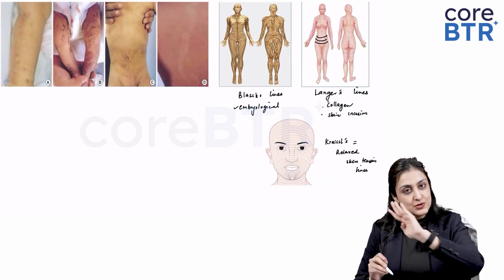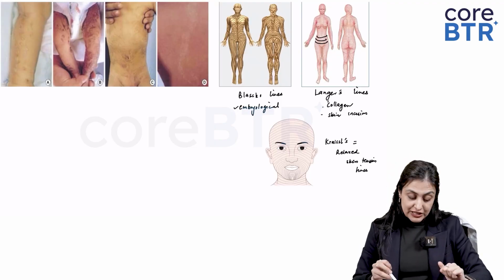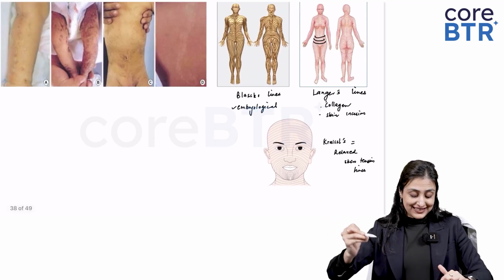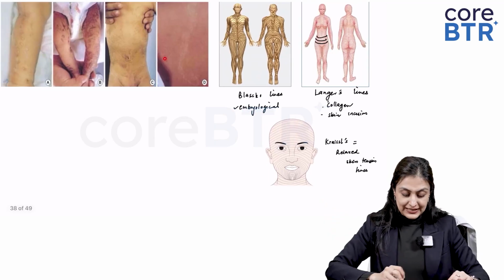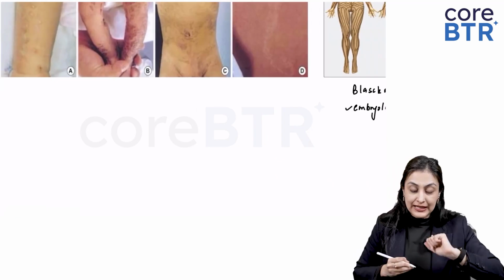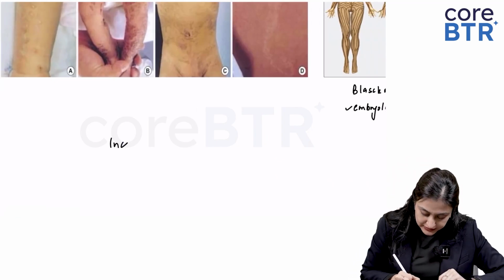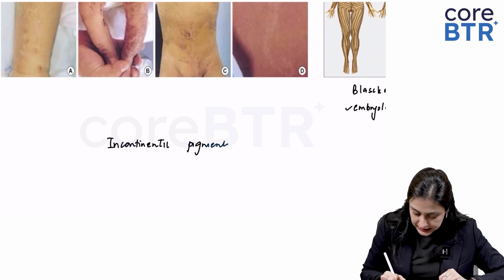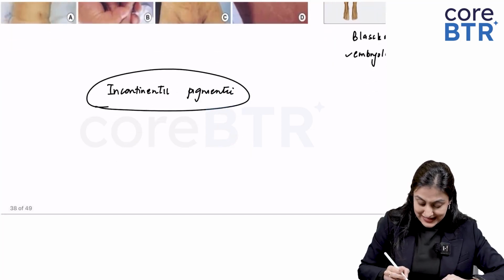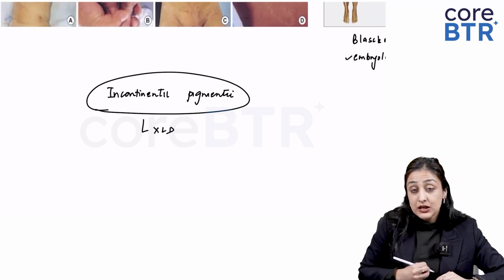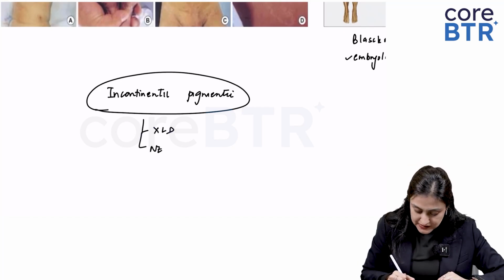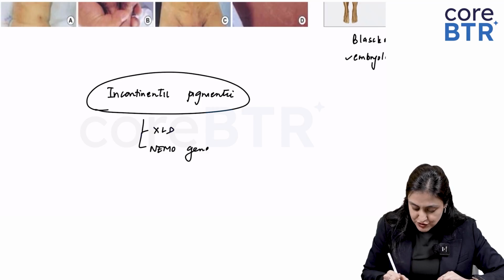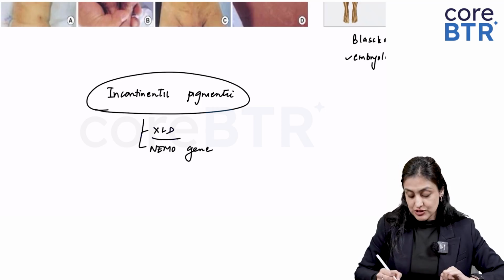So Blaschko lines, we studied hypomelanosis of Ito. Another condition that can happen along the Blaschko lines is incontinentia pigmenti. So incontinentia pigmenti is a condition which is X-linked dominant. The gene that is mutated here is the NEMO gene. First of all, X-linked dominant. Very few conditions are X-linked dominant.